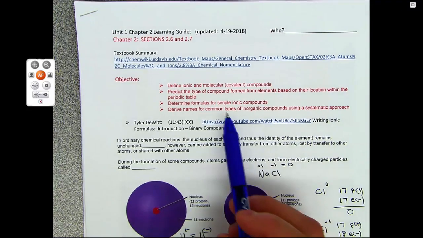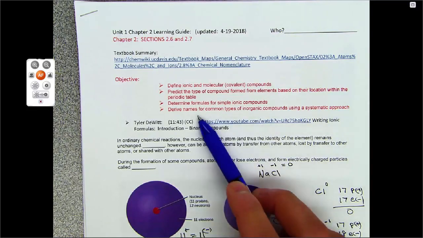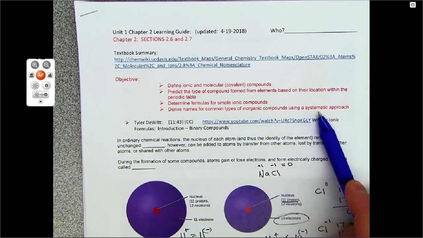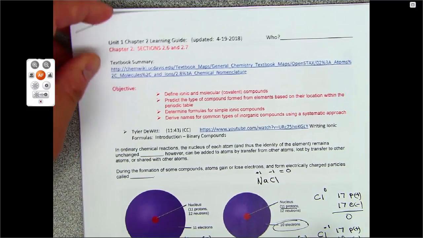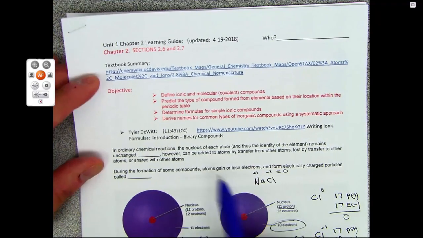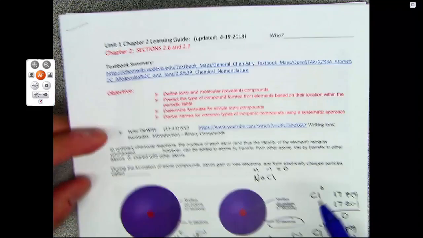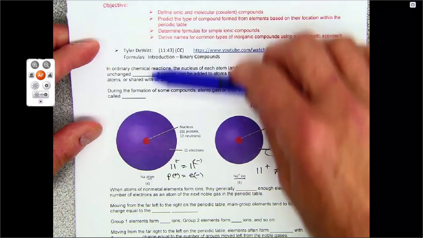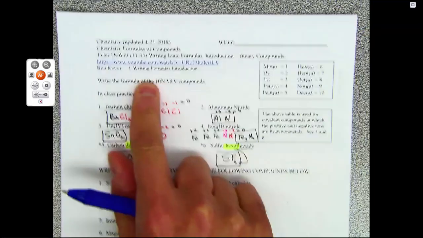Determining formulas of simple ionic compounds is another objective, and then names of common inorganic compounds. And that is the 11-page worksheet after this. So here's Tyler DeWitt, Introduction to Binary Compounds, and writing them out. Please fill this page out for sure to begin this unit. This writing here is from my recording when I started this.